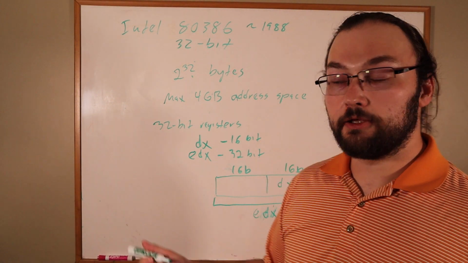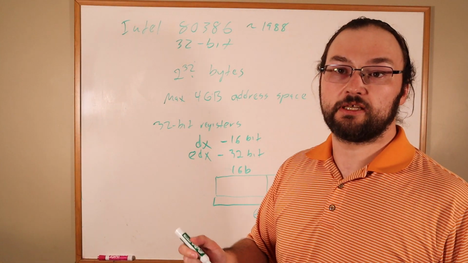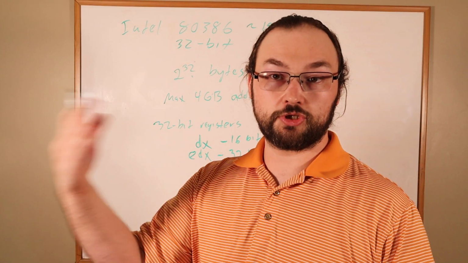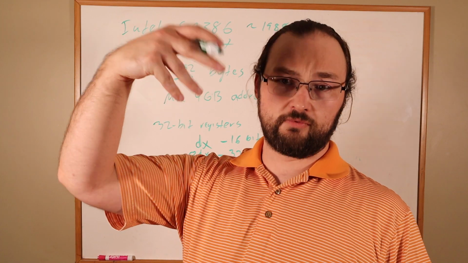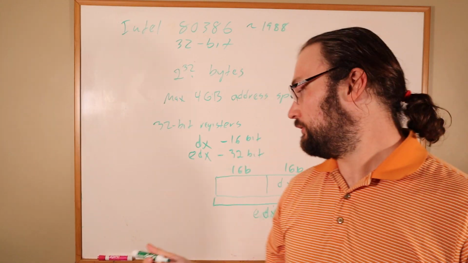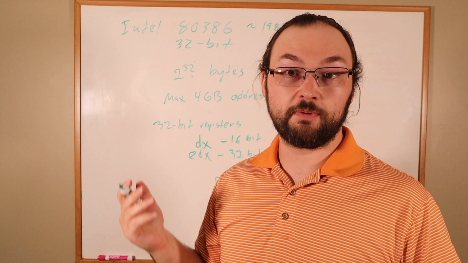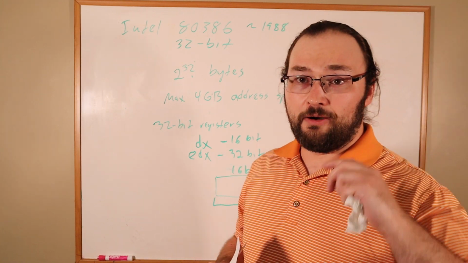And so you could store a value in EDX and then get the bottom 16 bits of that value by reading out of DX. You could store a value in DX and then read out of EDX, and maybe you get a weird result because you don't know what's in the top 16 bits, but that's how that works. Now, it's even more fun.